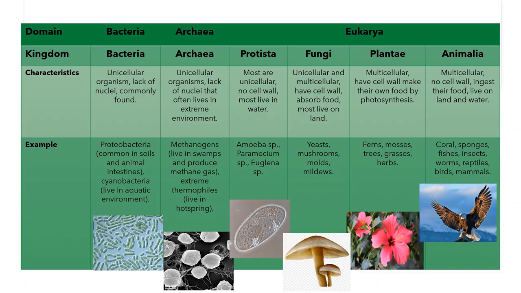This slide shows to you a group of organisms that actually belong to the same kingdom and to the same domain. As for example here, we have domain eukarya and kingdom animalia. Most of the organisms that fall under kingdom animalia are multicellular, have no cell wall, ingest their own food, and live on land or in the water. For example here is coral, sponges, fishes, insect, worm, reptile, birds, and mammal. So this is the example for the organism that belong to the kingdom animalia and domain eukarya.